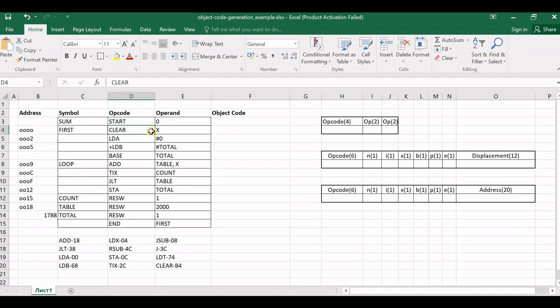Now, which format is this instruction in? The instruction is in format 2, because we have already seen while calculating the addresses which instruction is in which format. So we are clear with the instruction formats of each and every instruction in the program. Clear X is in format 2. What is the instruction format for format 2? Here we have it: 8 bits for the opcode, 4 bits for operand 1 and 4 bits for operand 2.